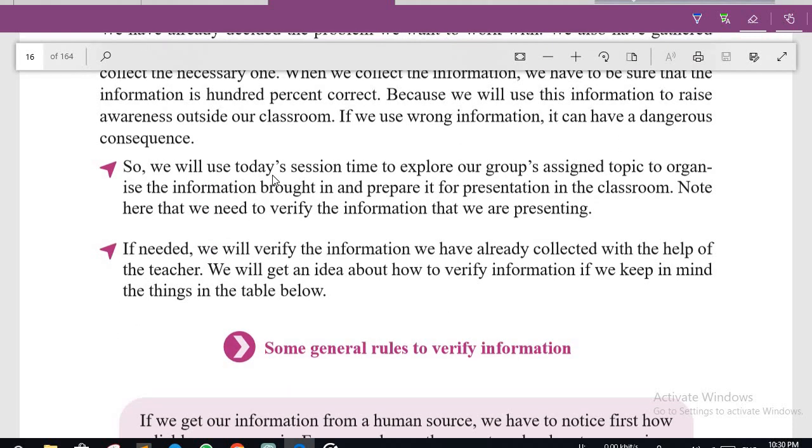So, we will use today's session time to explore our group's assigned topic to organize the information brought in and prepare for presentation in the classroom. Note here that we need to verify the information that we are presenting. If needed, we will verify the information we have already collected with the help of the teacher. We will get an idea about how to verify information if we keep in mind the things in the table below.